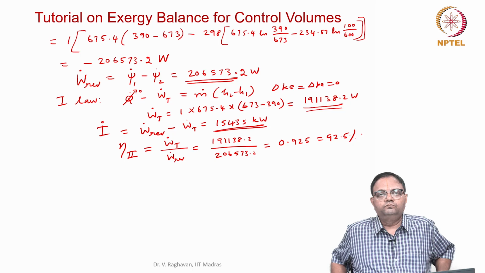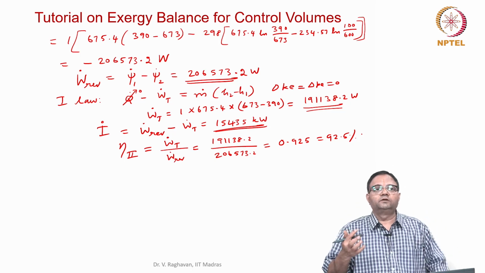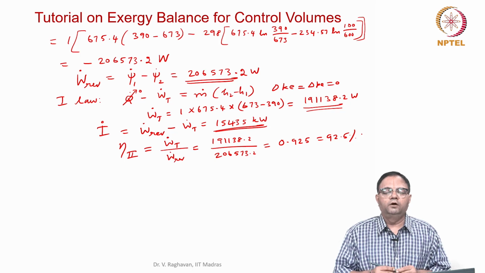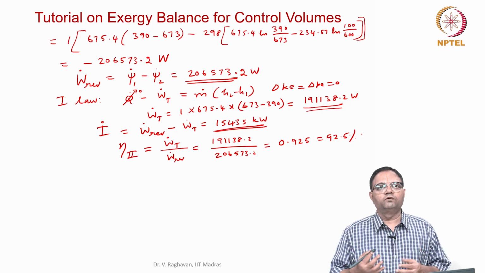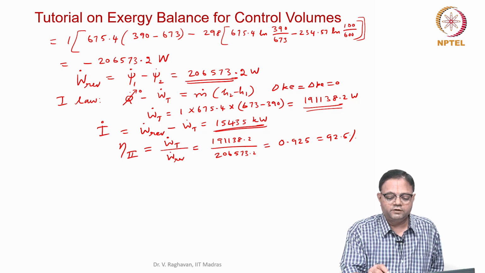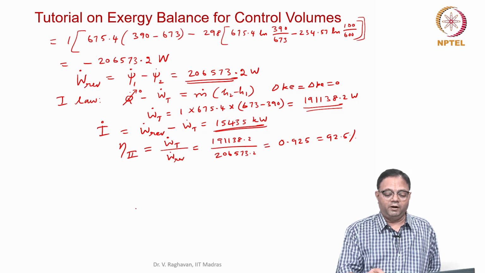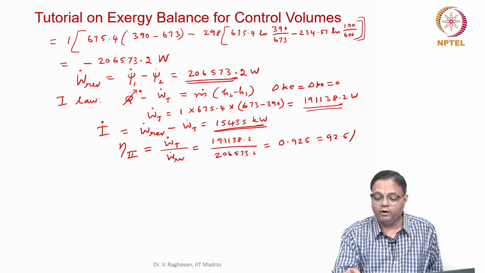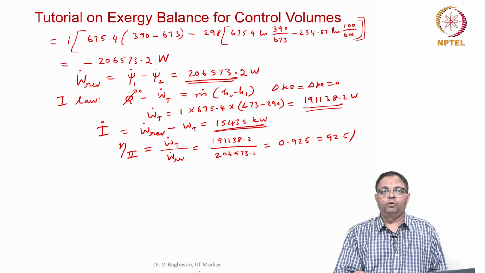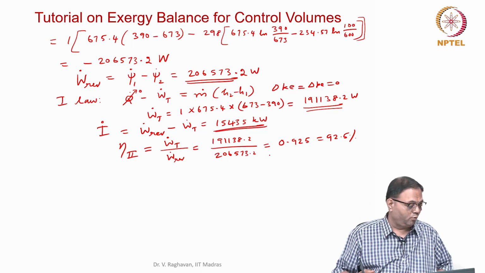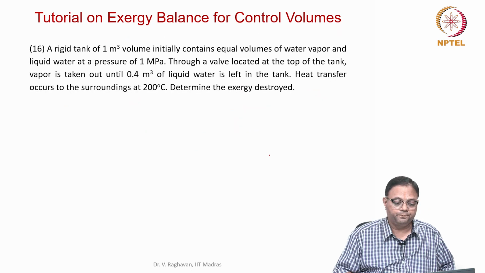So you can see that the turbine's initial exergy is higher and final exergy is lower. So that comes out as the work. When there is no irreversibility, the reversible work comes out to be 206.5 kilowatts. But when you do the actual work calculation, you get it as 191.1 kilowatts. The second law efficiency is about 92.5 percentage. So this is about the problem number 15.